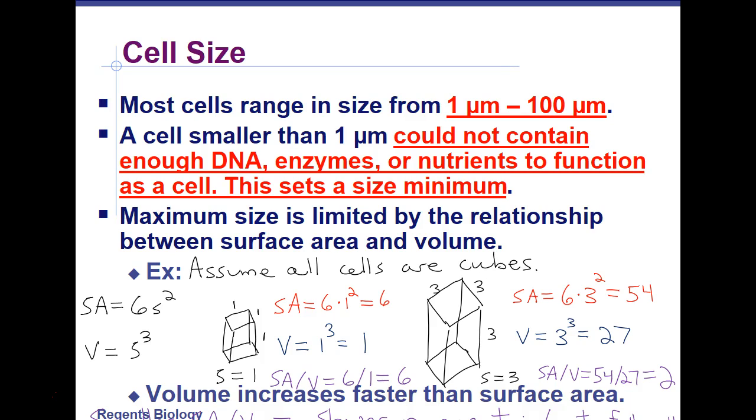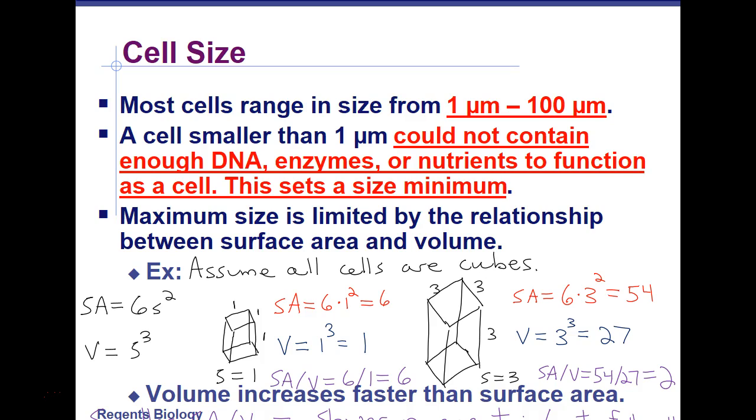So let's say that we have a cubic cell that measures 1 on a side, and a larger cubic cell that measures 3 on a side. Well, the surface area for the smaller cube ends up being 6, and its volume is 1. For the larger cube, its surface area is 54, and its volume is 27. If we find the surface area to volume ratio, if we take SA and divide it by V, that ends up being 6 for the little cell and 2 for the big cell. So notice something. As cells get bigger, the surface area to volume ratio gets smaller.